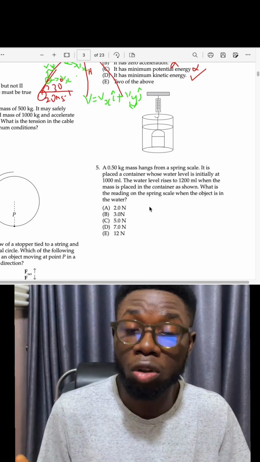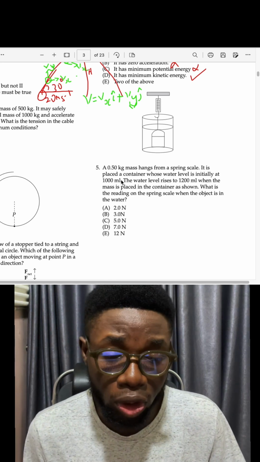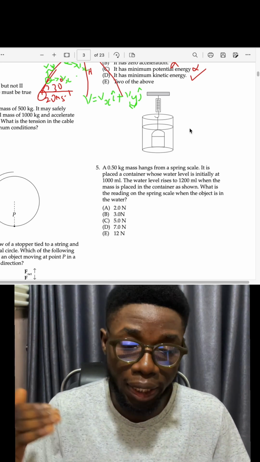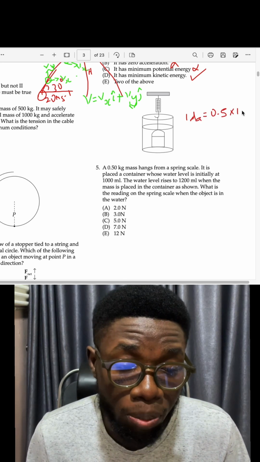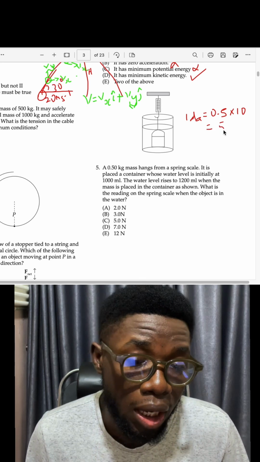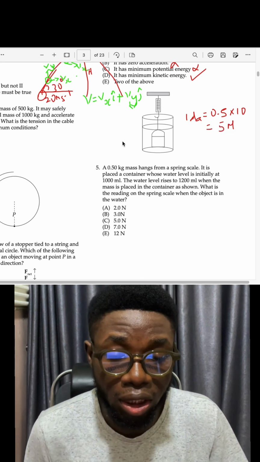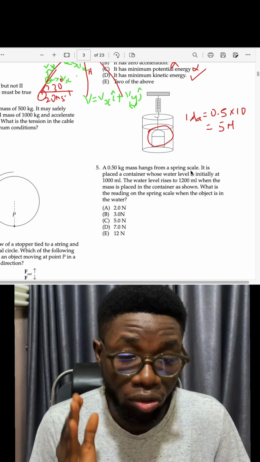So this is a question on the force of buoyancy. And the first thing we need to note is that we need to find the actual weight of the object, the weight in air. So let's find the weight in air. That is just 0.5 kilogram multiplied by acceleration due to gravity, which is 10. And this will be 5 newtons. So this object weighs 5 newtons in air.